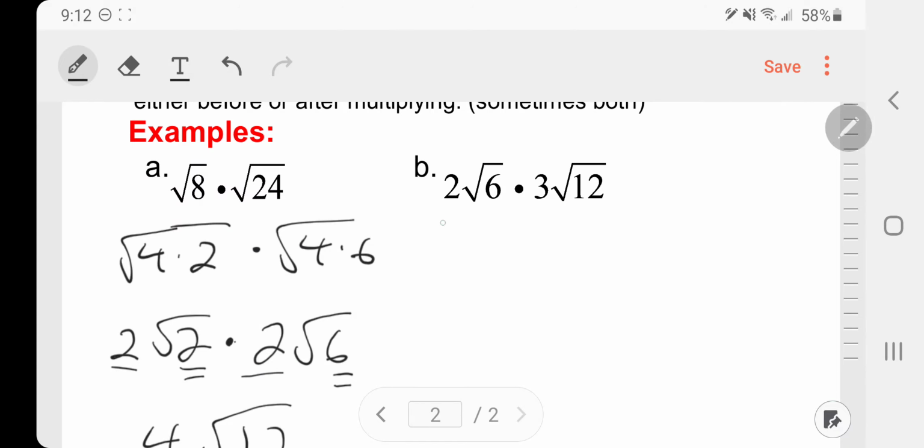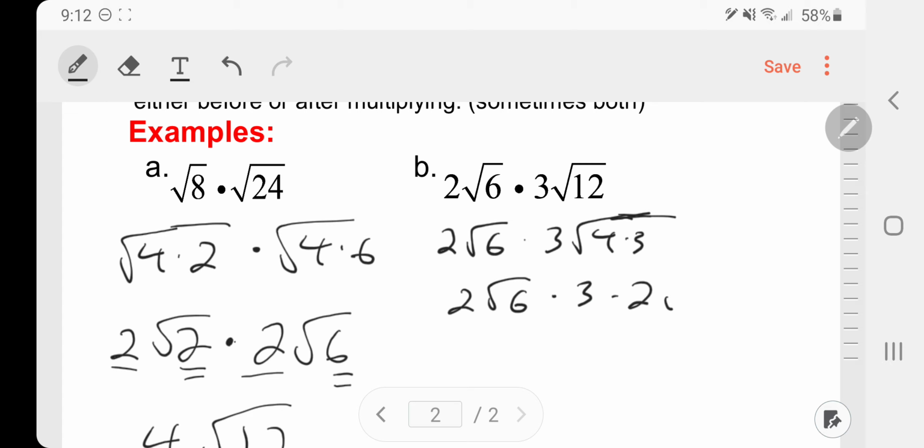All right, so let's do the second one. 2 square root of 6, that one's already simplified. We'll leave that. 3 square root of 12, let's go ahead and do that one. We'll use 4 and 3. Okay, so it's 2 square root of 6, and then this is going to become 3 times 2 square root of 3, which is 6 square root of 3.